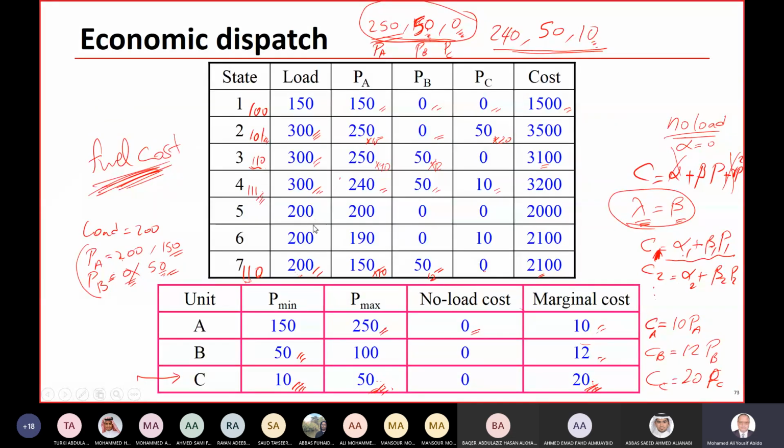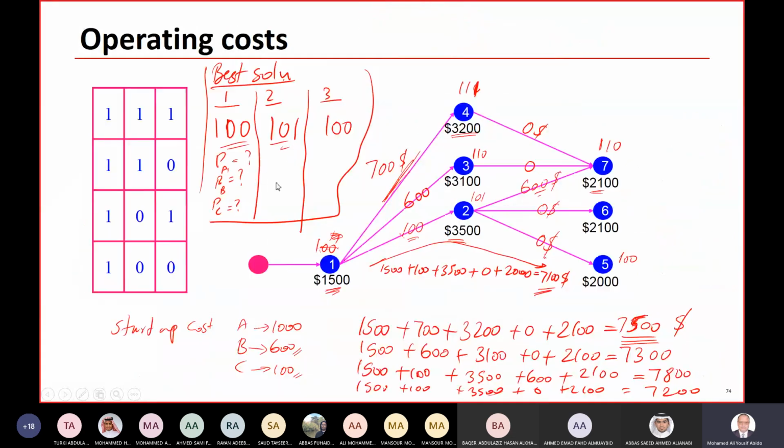So this is the solution of the unit commitment problem: the status and the power output of each generator. So we have now completely solved that example.